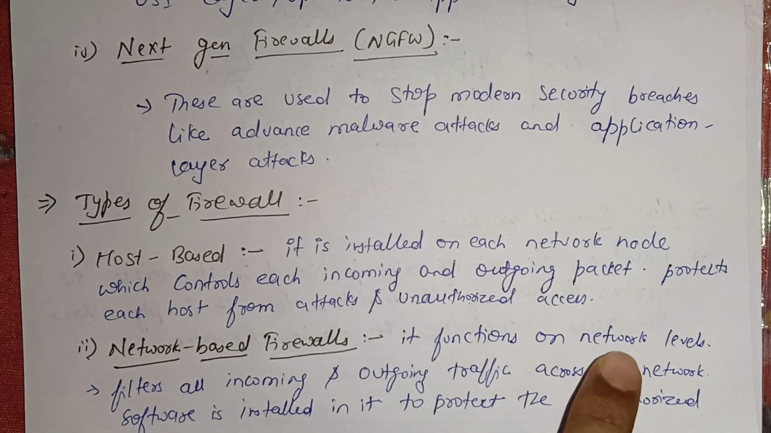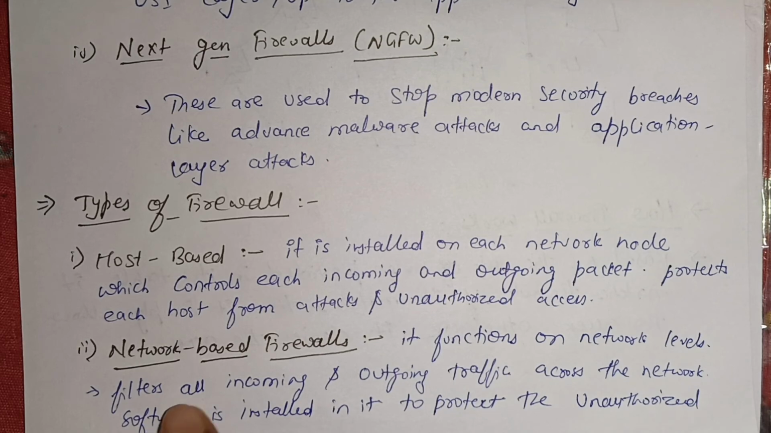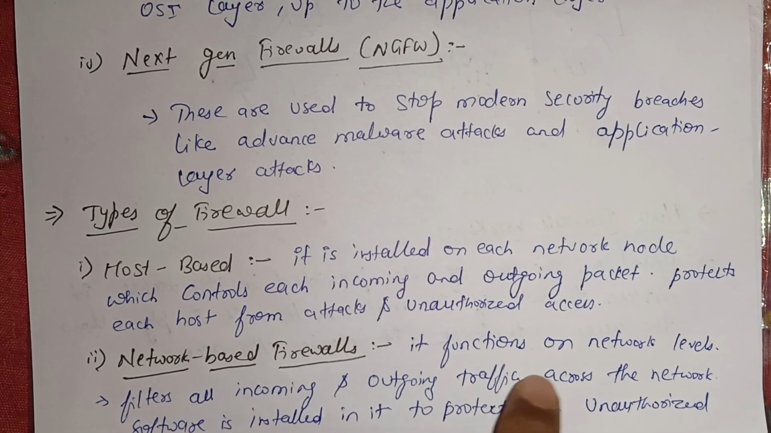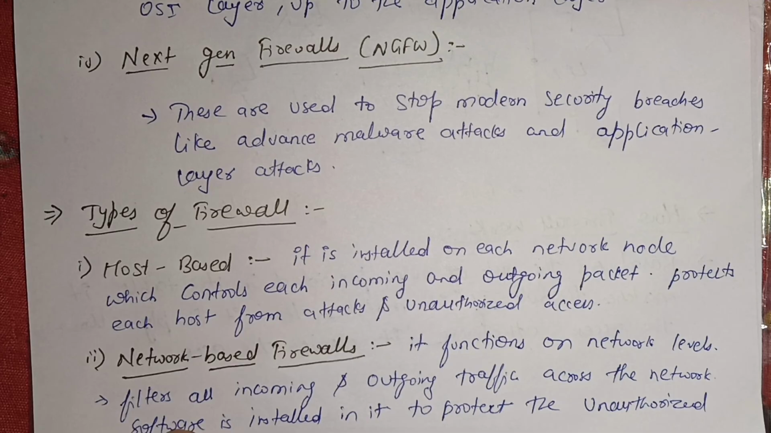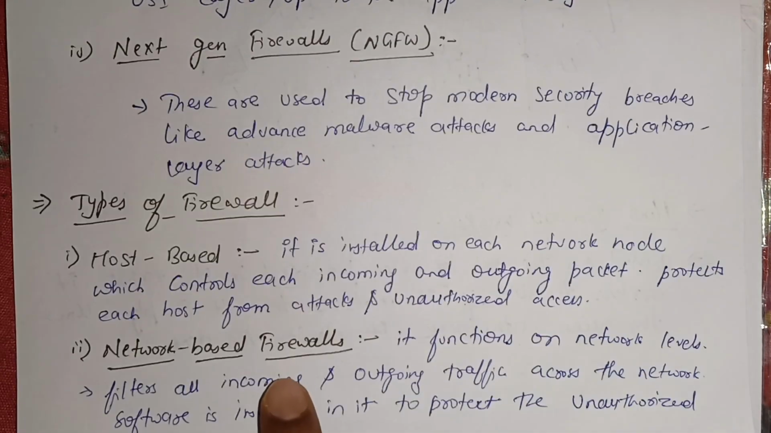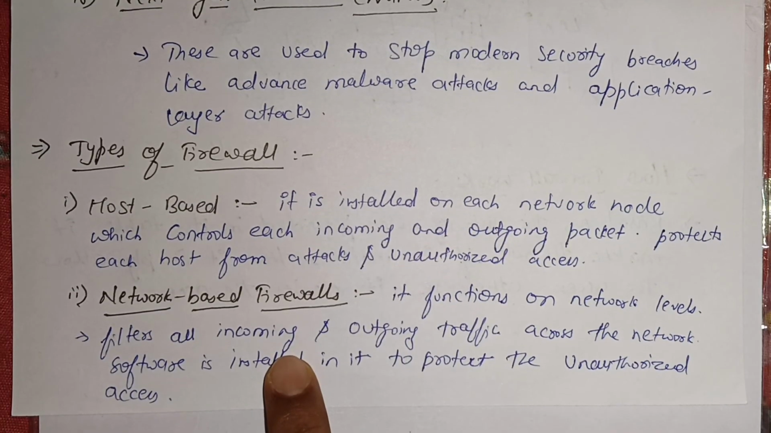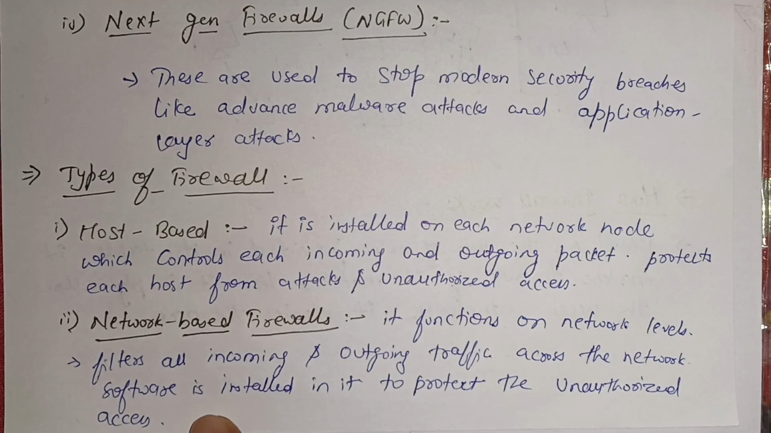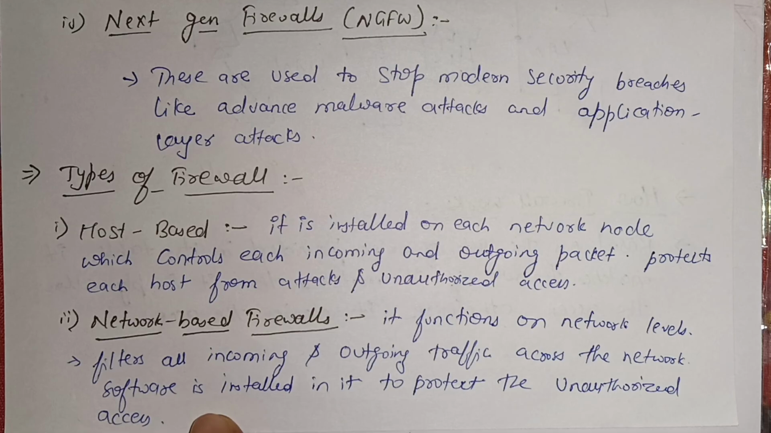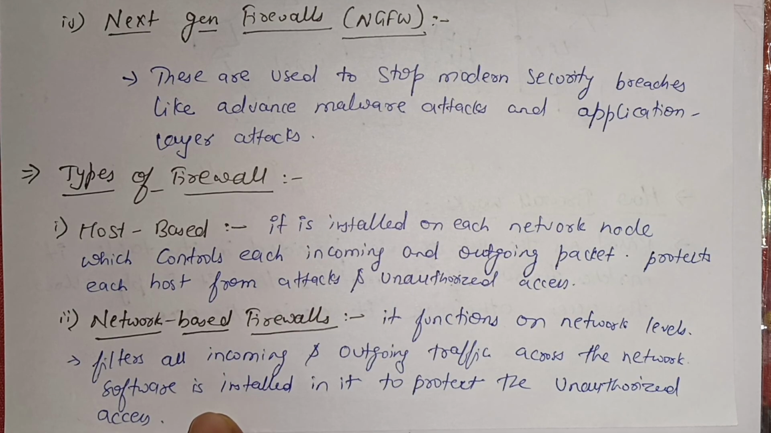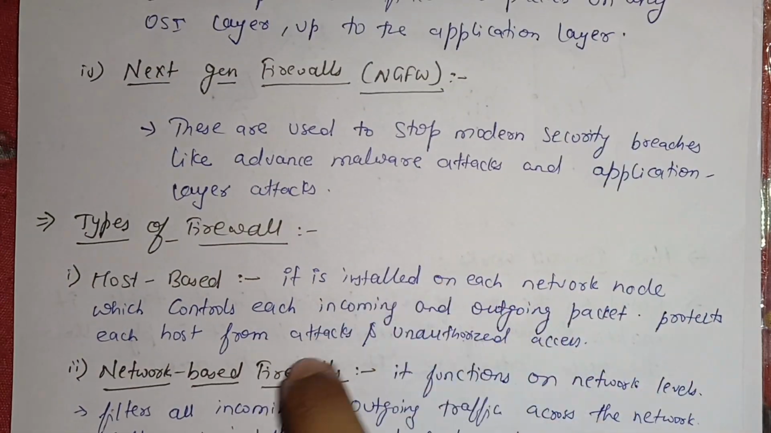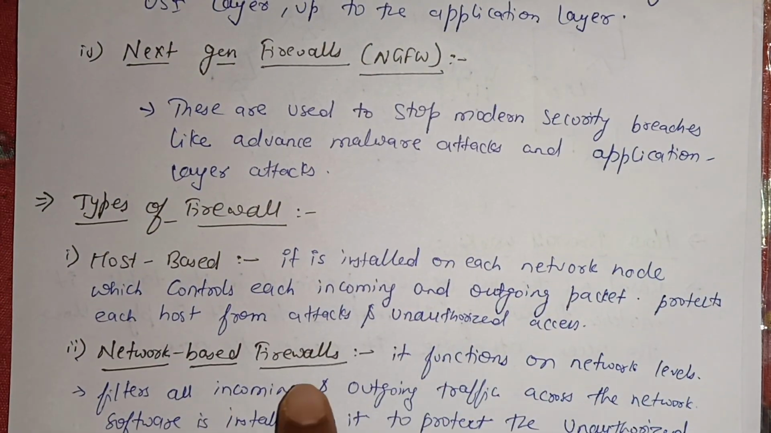It functions on network levels only. It filters all incoming and outgoing traffic across the network. Software is installed in it to protect against unauthorized access. In the host based firewall there can be hardware also, but in the network based firewall there is software that is installed in it, and on that software only the table is provided with all the criteria and rules. Based on that table it checks whether to allow the access or to deny the access. So these are the two types of firewall, basically host based and network based firewall.